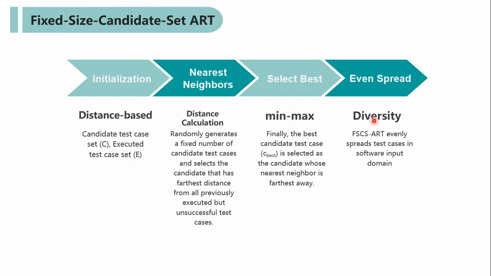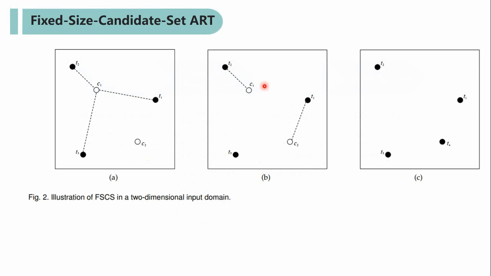So in the end, the goal of FSCS is to evenly spread test cases across the software input domain, which incorporates diversity into the testing process. So here is an illustration of FSCS ART. Black dots represent the previously executed test cases and those circles represent the candidate test cases.